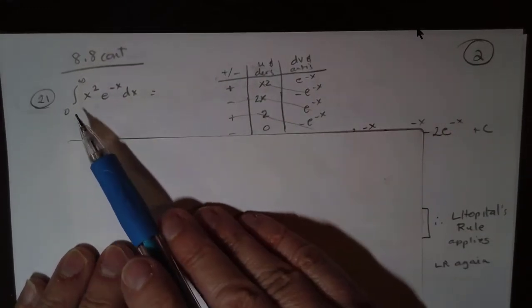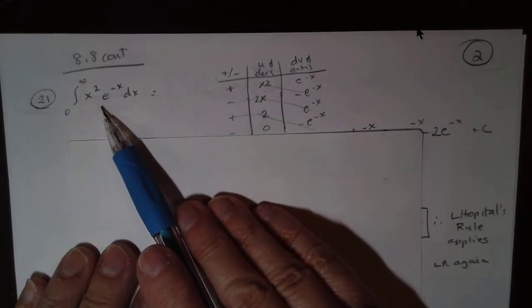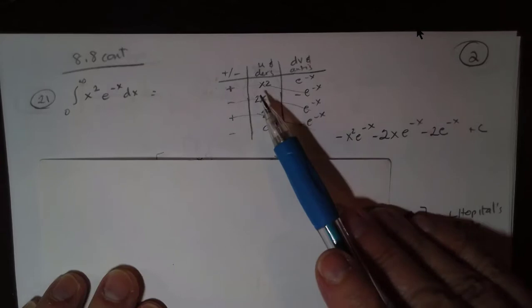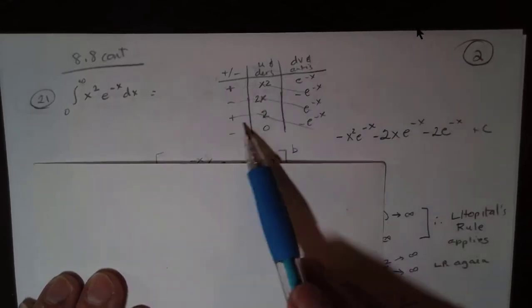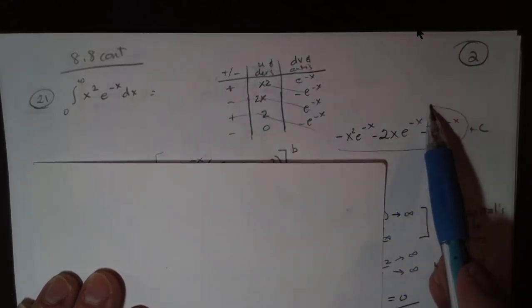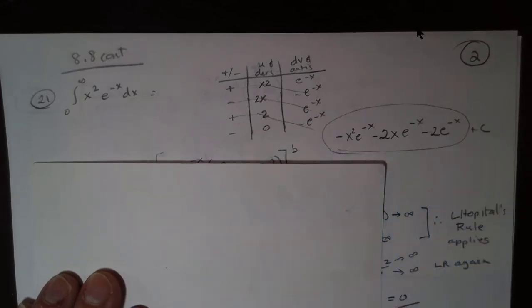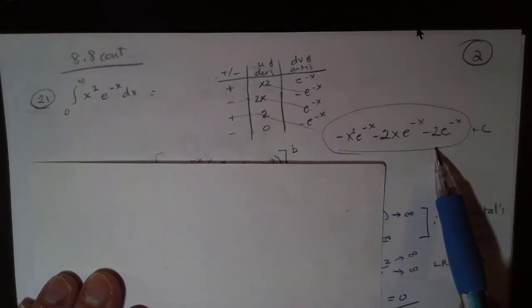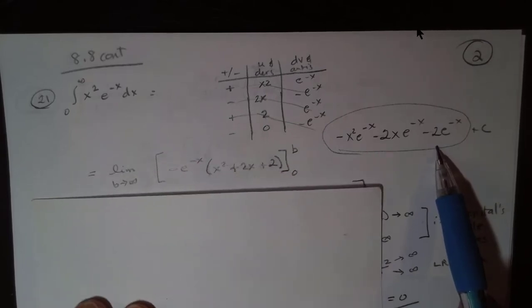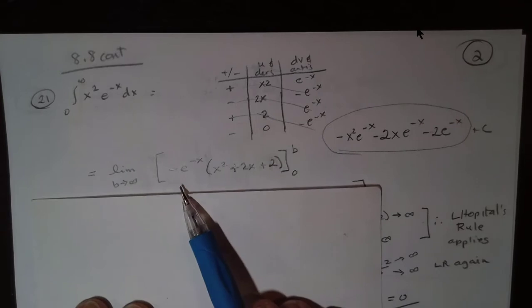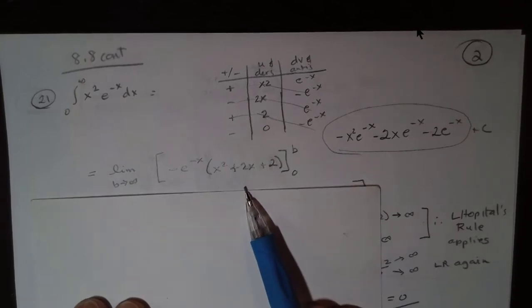So 21, 0 to infinity, x squared, e to the negative x dx. We're going to go through the same process of integration by parts. And this one, again, I can use the tic-tac-toe method. So here we are going to get this expression when I anti-differentiate. And notice we can factor out a negative e to the negative x from each term. Makes it just a little nicer to deal with.